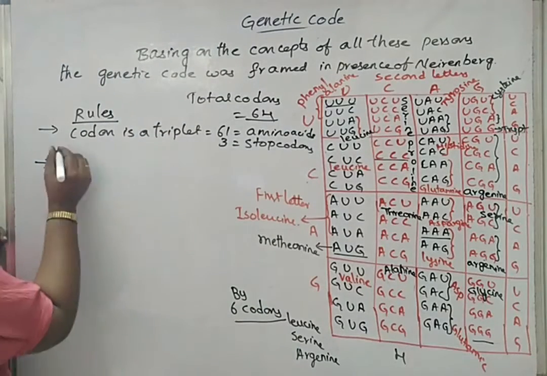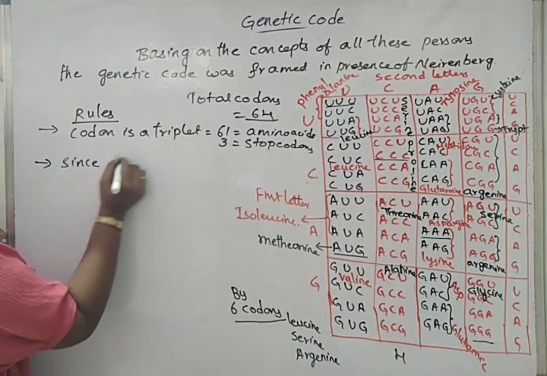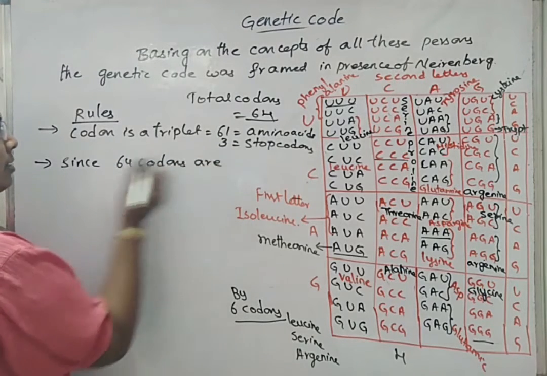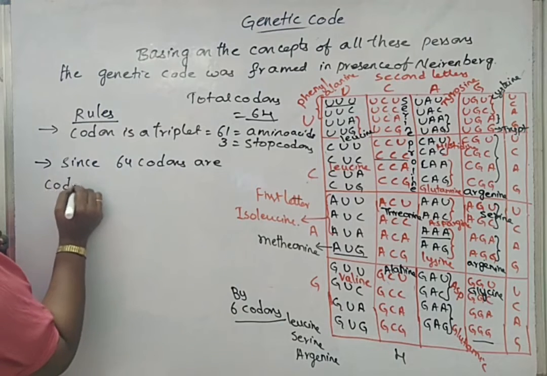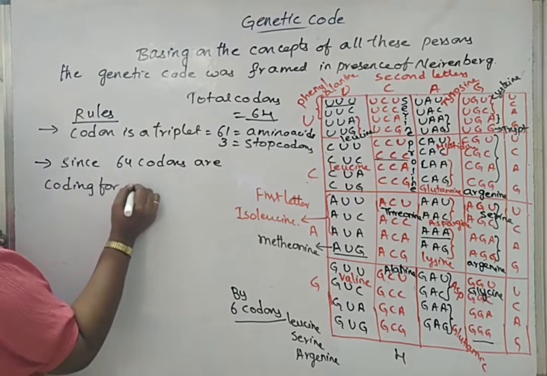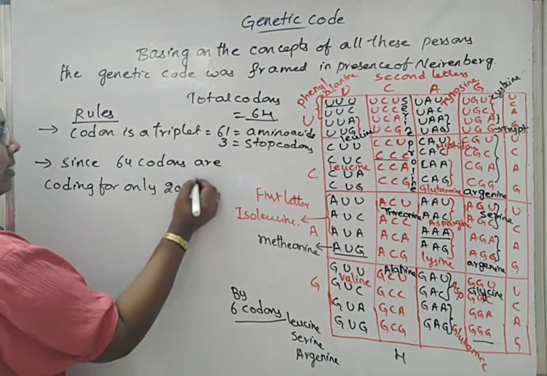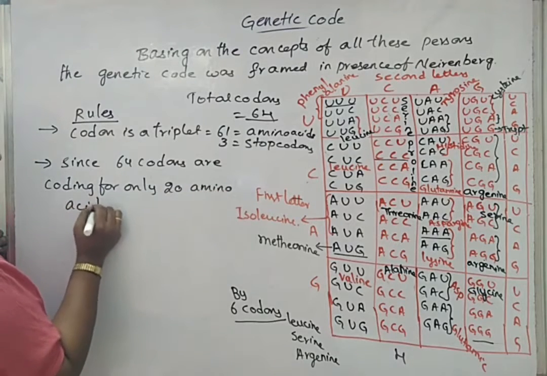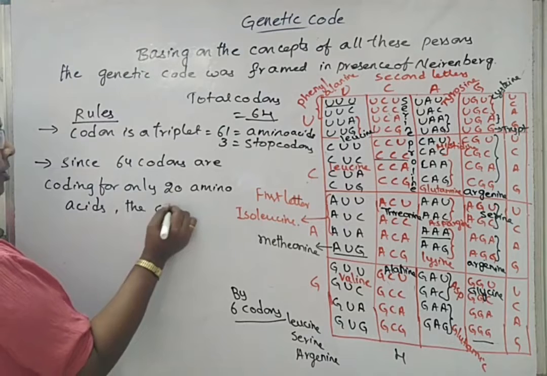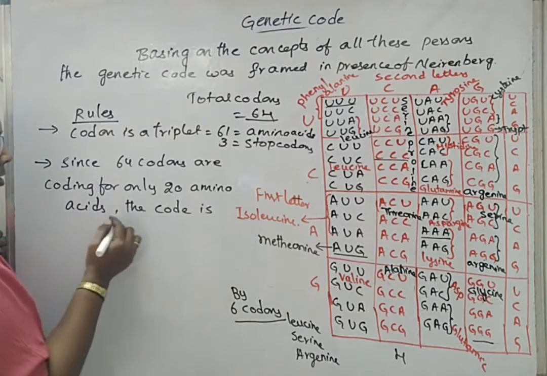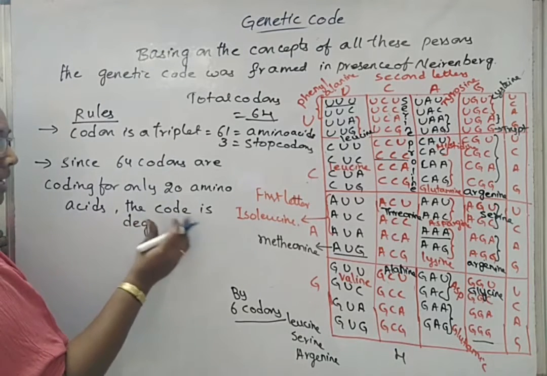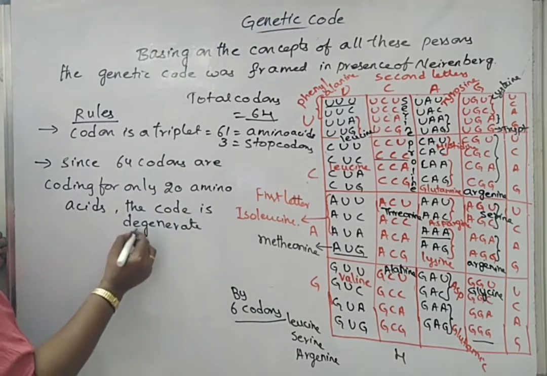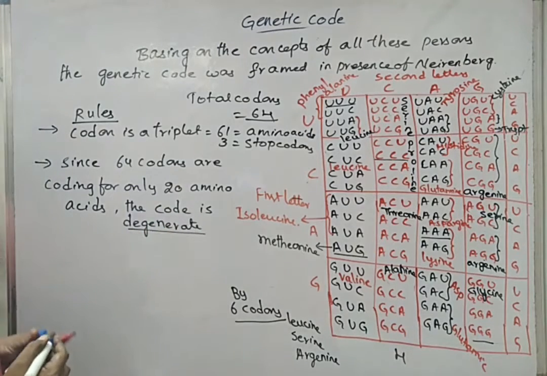So coming to the rules. Since 64 codons are coding for only 20 amino acids, the genetic code is degenerate, means it has decreased or compressed. Degenerate. I think now you understood why we use the term degenerate.